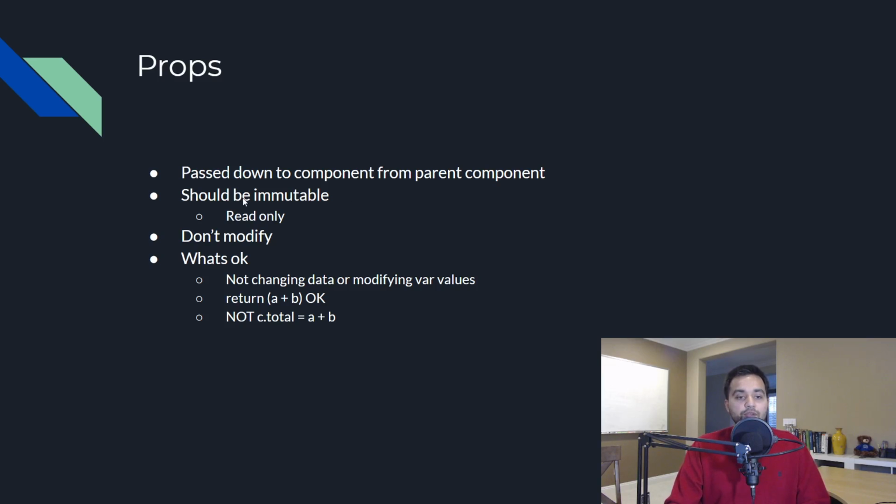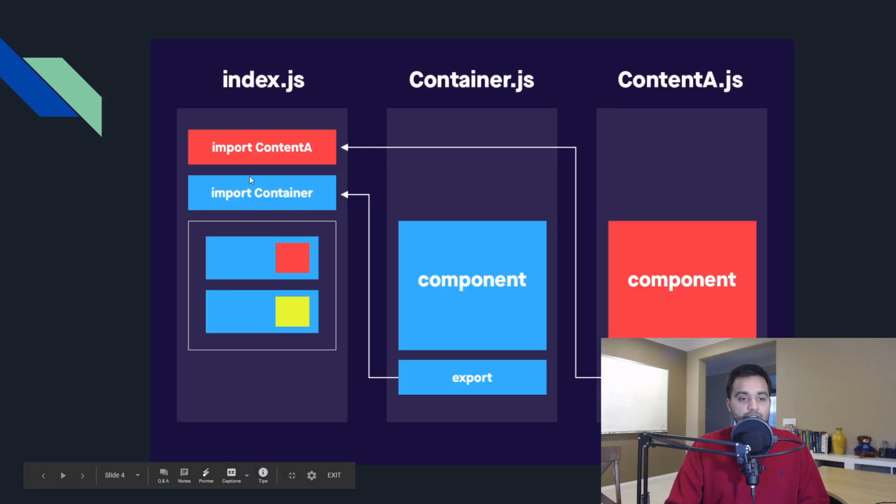Ideally, you don't want to manipulate the data in the children. You just want the data to be read only, so it should be immutable. Don't modify it. Here's what's okay. You shouldn't change data or modify the variable values. So return A plus B is fine, because you're not actually changing A or B. But if you have something like c.total equals A plus B, you're actually changing the C field value, which is not good when it comes to props. Props are just passed down; you don't want to change them. You can change them in the outer component. For example, in index, if you want to manipulate some data in some way and then pass it down to container and content A, that's perfectly fine.